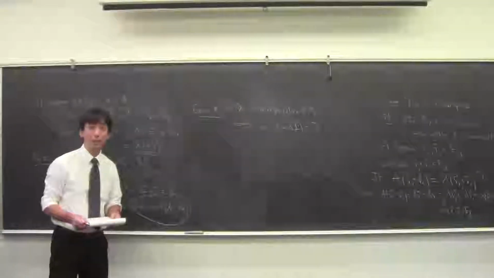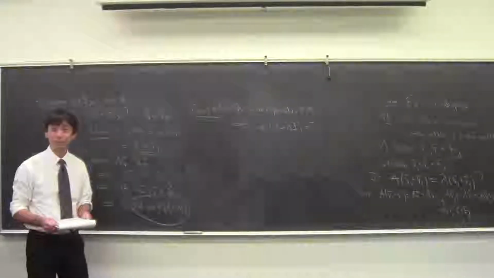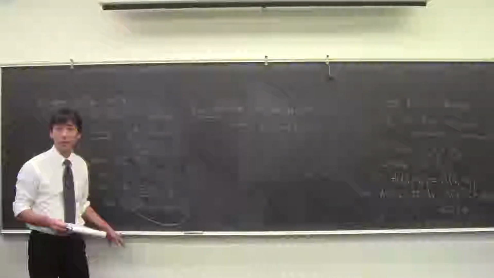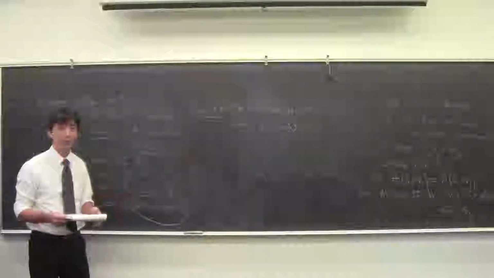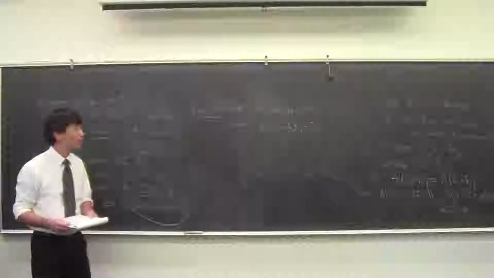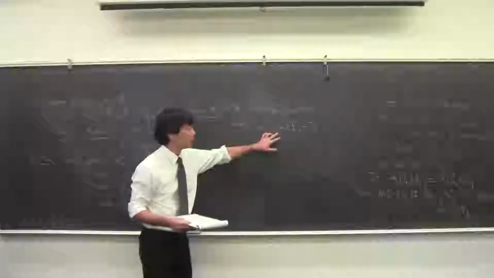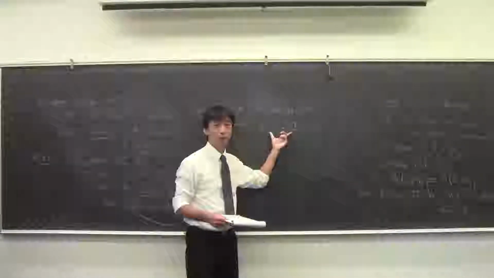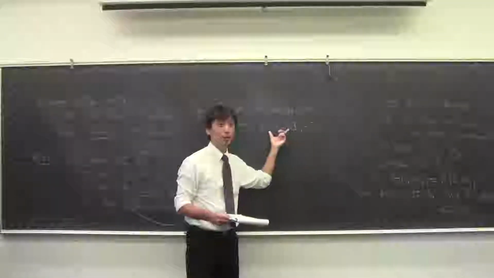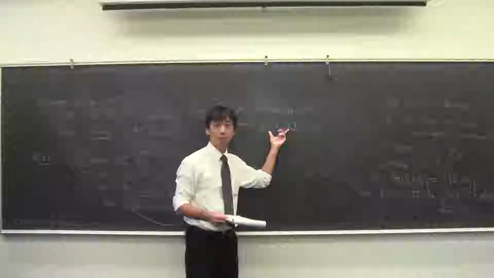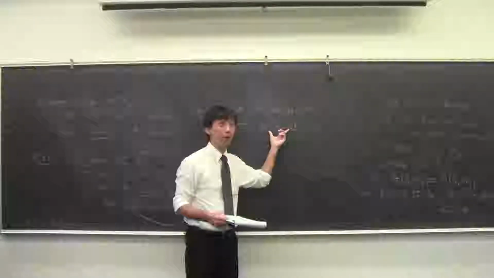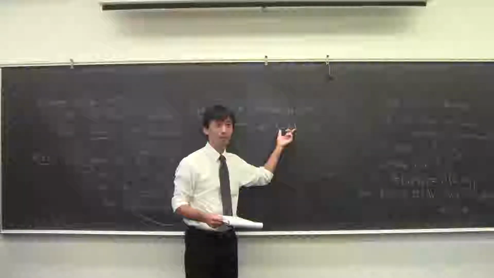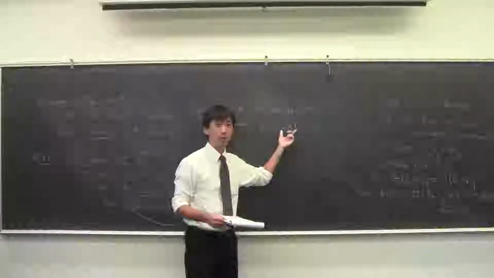Okay, so what's the connection? Can anybody give me some vague connection between the determinant of this thing being 0 and this guy being an eigenvalue? What if the determinant of this is 0? If the determinant of some matrix is 0, what do you know about that matrix? It's singular, right? It's not invertible, right?